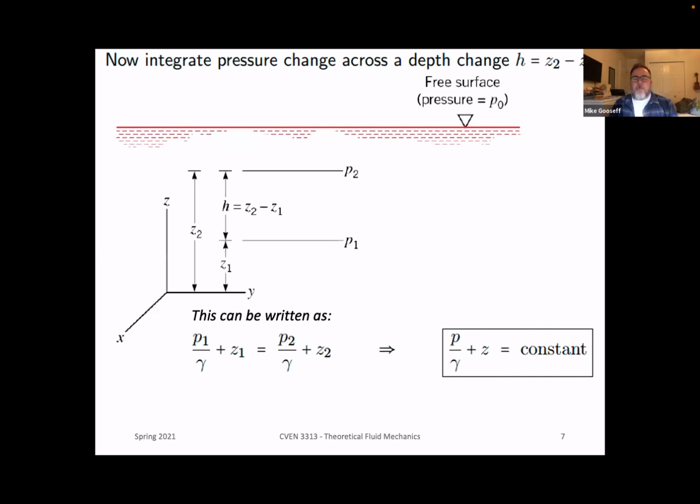So what this also tells us is P over gamma plus Z is constant: the pressure divided by the specific weight of our fluid plus whatever elevation we care about is constant, right? If I move up, then a change in pressure and a change in elevation offset each other. If I move down, same thing. So we have this constant value, and that's going to be really useful. What I wanted to spend the rest of today talking about is how that could be useful and start to think a little bit about pressure distributions in space.